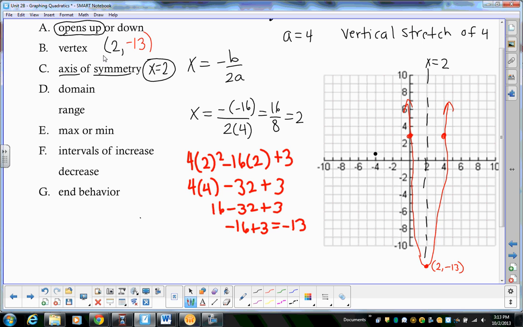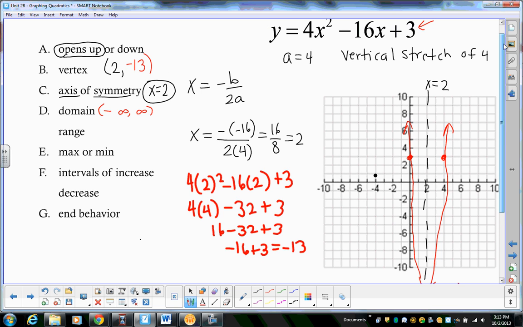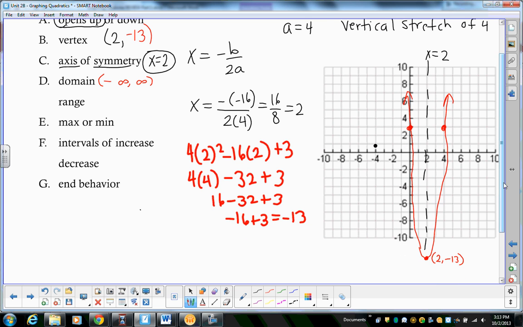So now I'm looking at the domain. So hopefully you realize by now the domain is always negative infinity to positive infinity. That just means I can plug any number in for x. So any number I want. Negative 1,000,000, negative 6, 0, 1,000,000. So for the range, I have to look, what is the lowest possible value? So the lowest possible y value down here is negative 13.